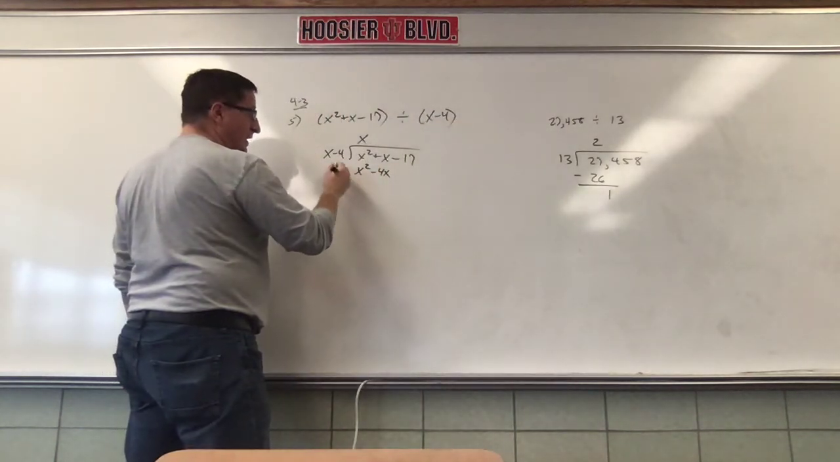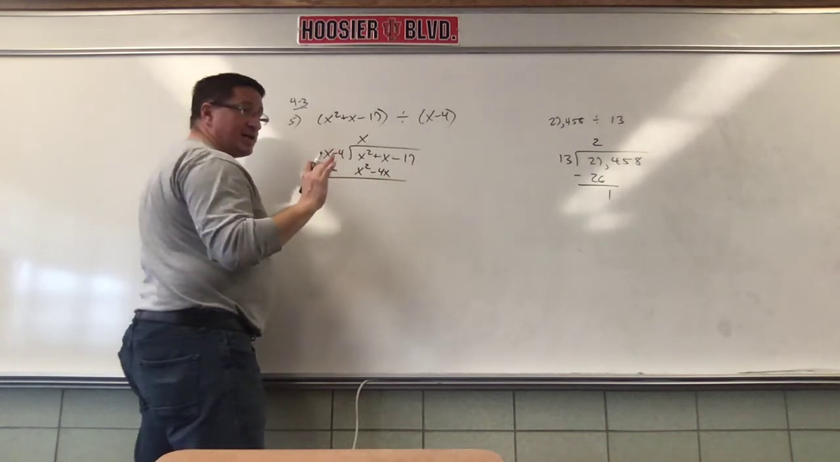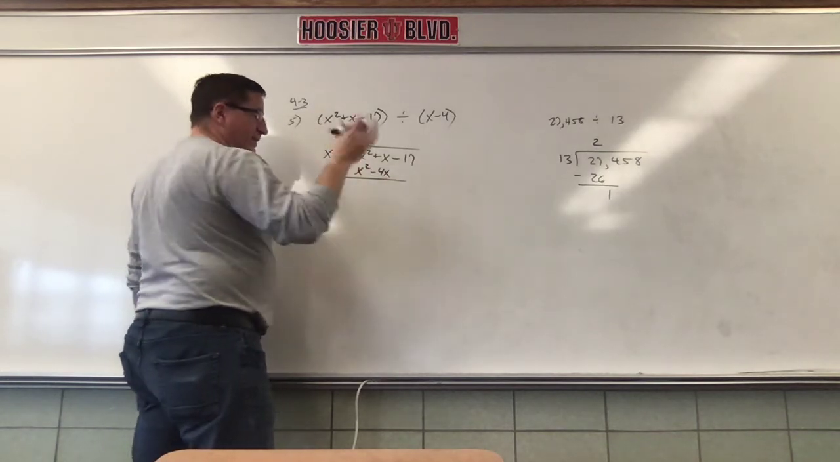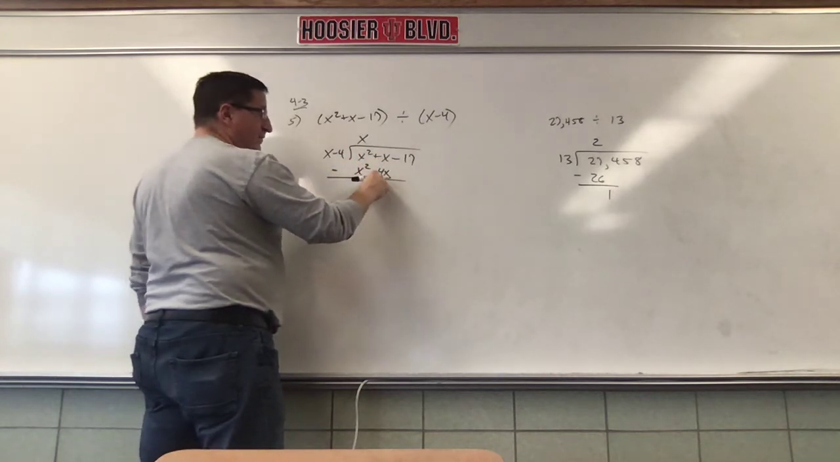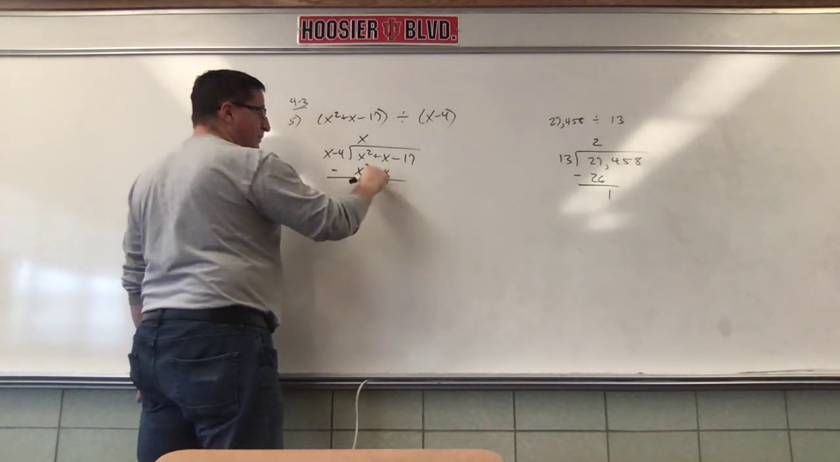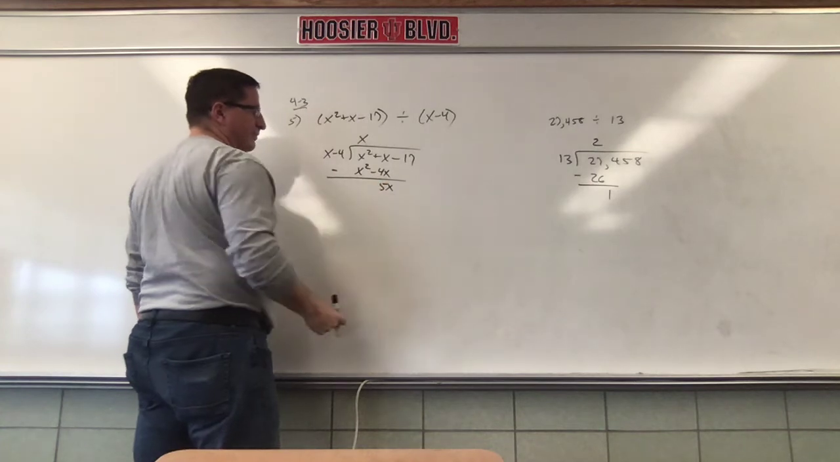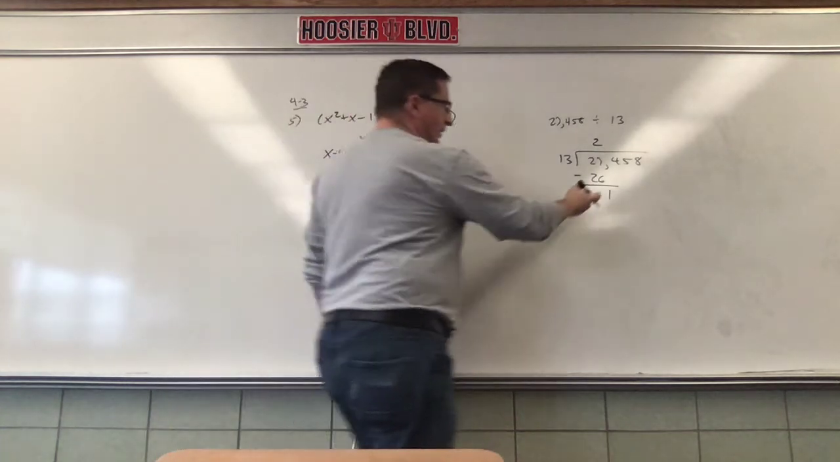Okay, this is where it gets tricky. Watch carefully. If you're going to make a mistake, here's where it is. x squared minus x squared, that's gone. Then it's x minus 4x. Minus minus plus plus, that's 5x. Okay? Then what do I do over here?